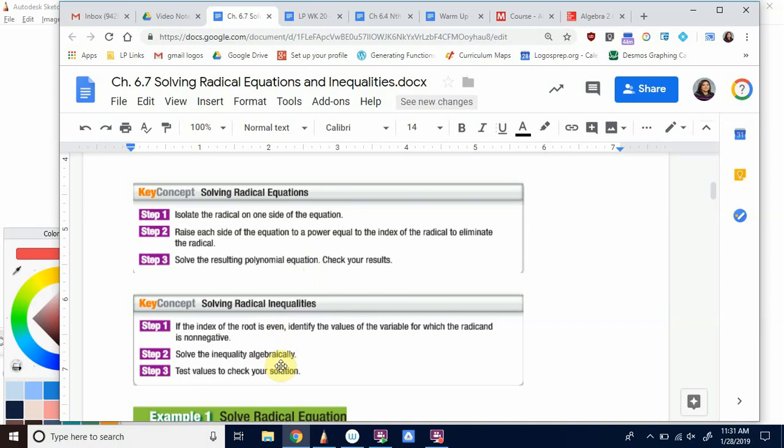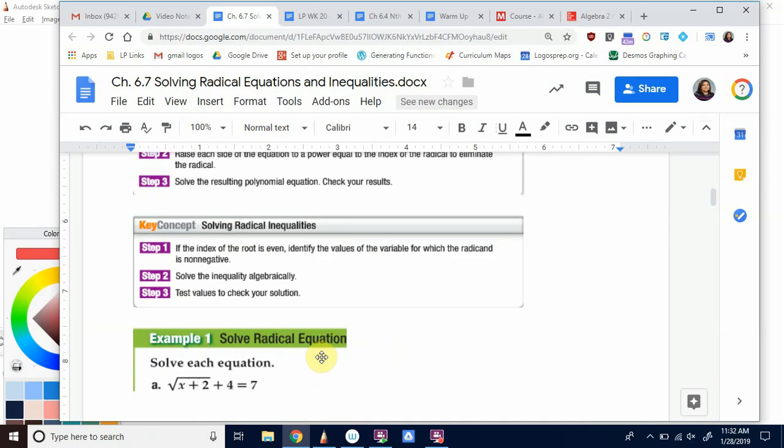When it's an inequality, you do the same thing, but because it's a range, before we do that, we take the radicand and make it greater than or equal to 0 to find the domain. When is it defined? Other than that, it's undefined because you can't have a square root of a negative number. That's only when you have an even root. So that's the first thing you do. Then you do the same steps: isolate the radical, raise both sides to the power of the index, solve for x, and then test values to check your solution.